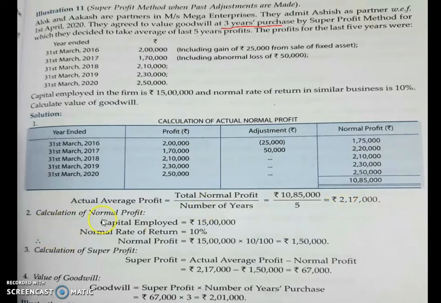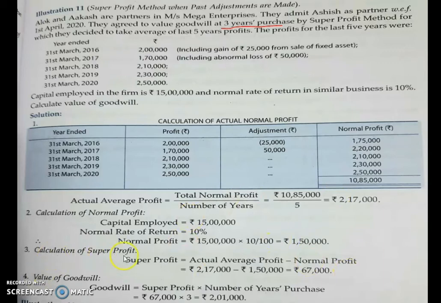Now second step, calculation of normal profit. What is the formula? Capital employed into NRR. What do you mean by NRR? Normal rate of return. So capital employed is also given in the question. How much is it? It is given that capital employed is 15 lakh. So 15 lakh into what is the normal rate of return? It is also mentioned that it is 10%. Normal rate of return is 10%. So 10 divided by 100, calculating this, you will get normal profit as 1,50,000. So your second step is also over.